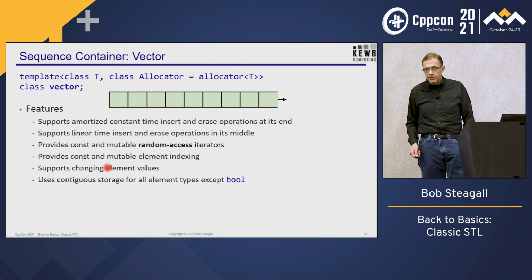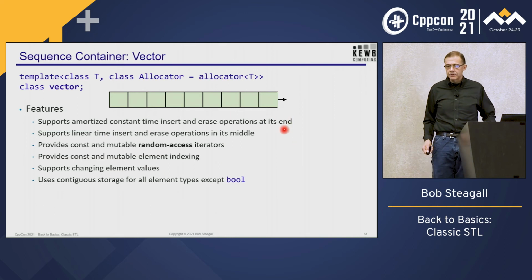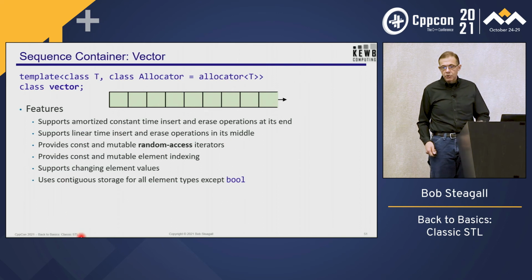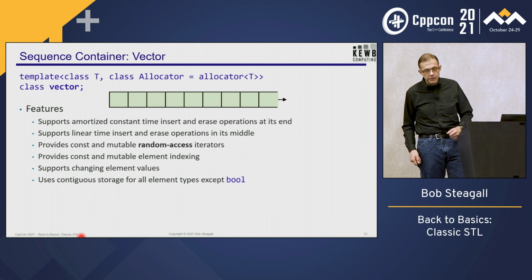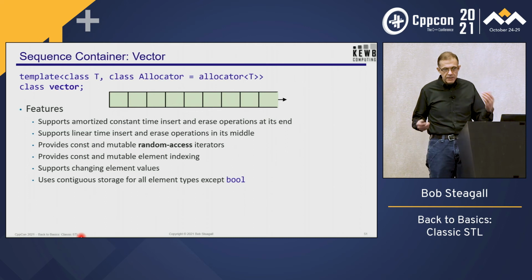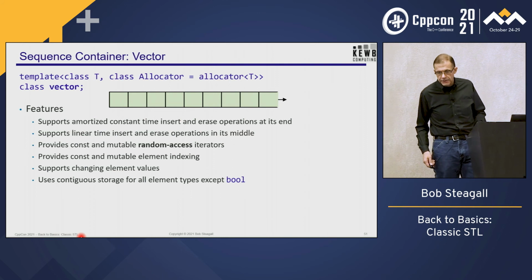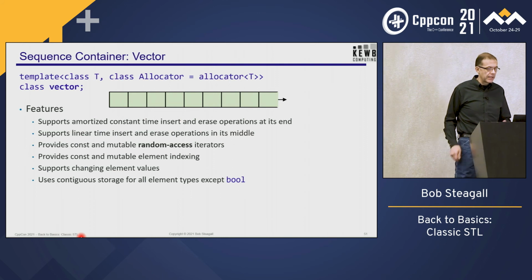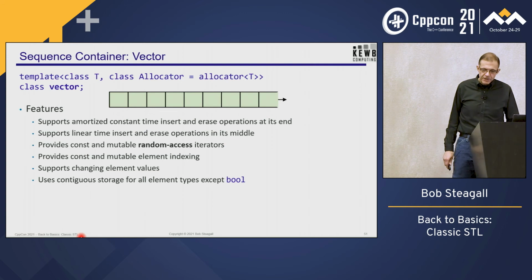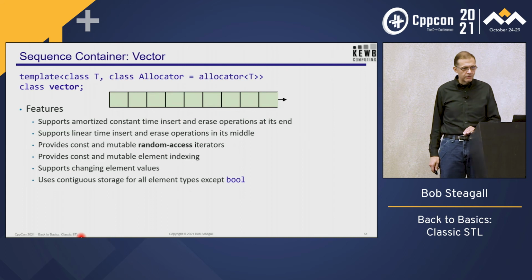It provides amortized constant time insert and erase operations at its end. It provides constant time mutable random access iterators. It provides constant time mutable element indexing. You can change the order and the values of elements, and it uses contiguous storage, as I said earlier, for everything except bool. And people's opinions on the utility of vector of bool vary quite a bit.